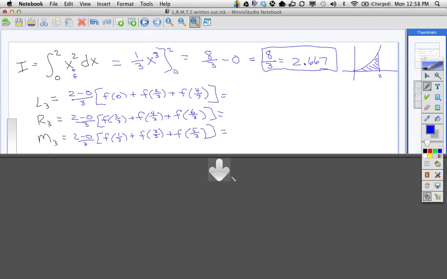L3, R3, M3. Somebody got L? 1.481. Now, does it make sense that that's quite a bit under the actual area? Yes. That's going to be one of our big topics today, is understanding that when we draw a left, is it going to be under, is it going to be over, and what causes it to be under? Well, if you draw a few left rectangles in there, clearly it's under.